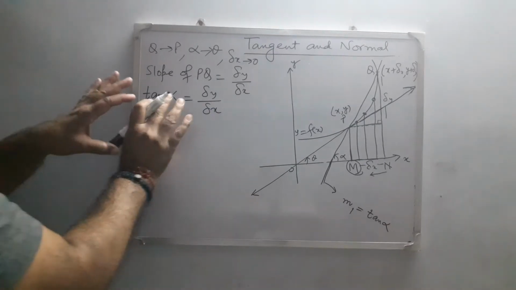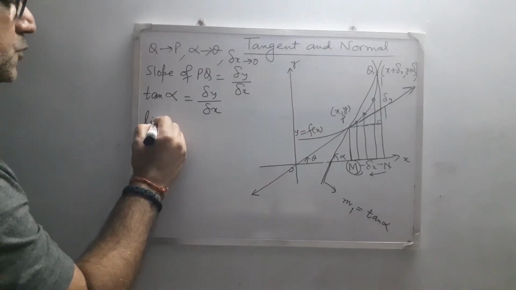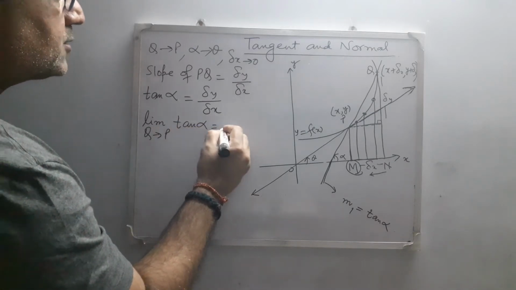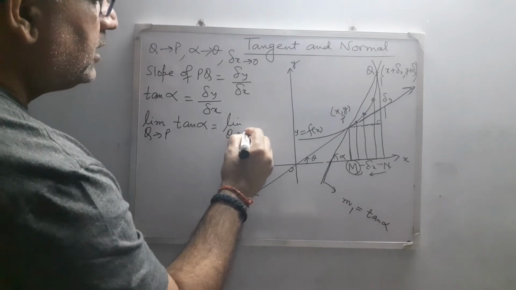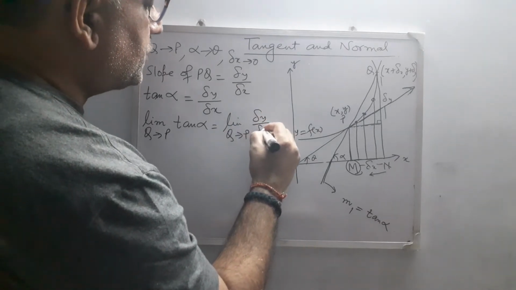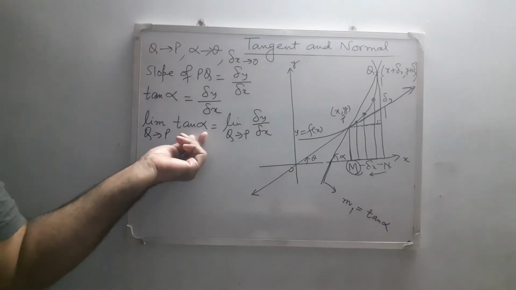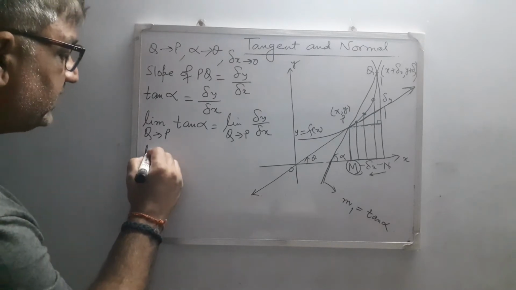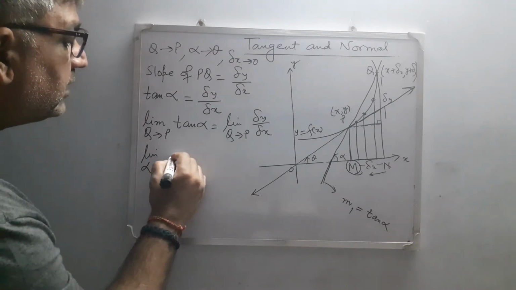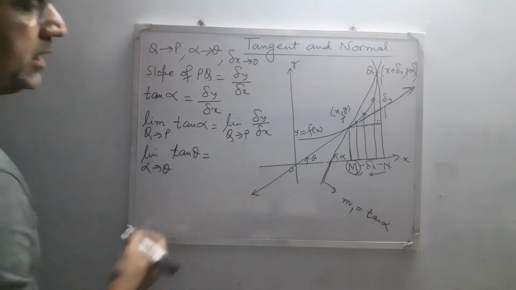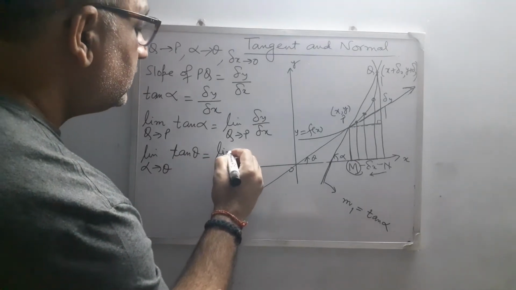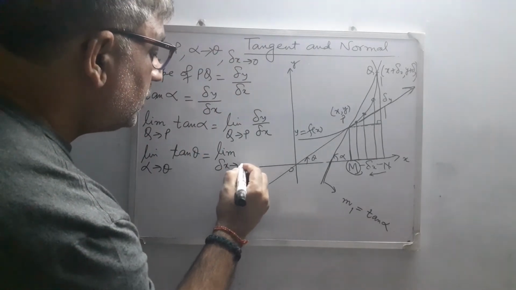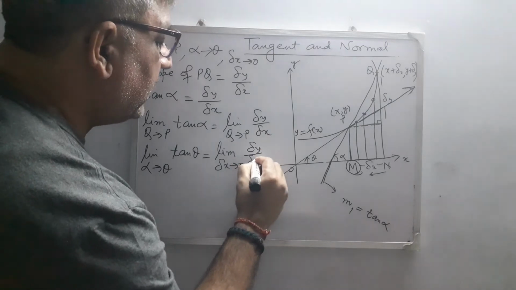Now as we take the limit, that limit Q tends to P on both sides, tan alpha. Then here also limit Q tends to P delta y by delta x we should have. Now what impact on alpha? As Q tends to P, alpha tends to theta. So we can replace this limit by limit alpha tends to theta tan alpha is equal to limit. What will happen on Q tends to P on delta x? That is delta x tends to 0. Here delta y by delta x.